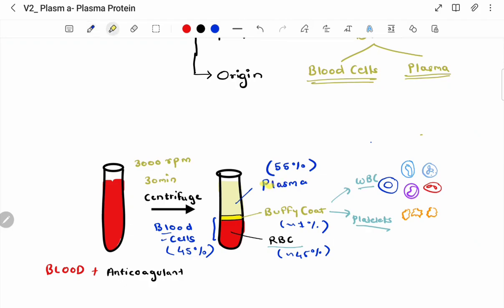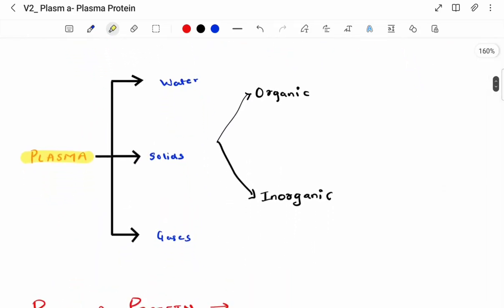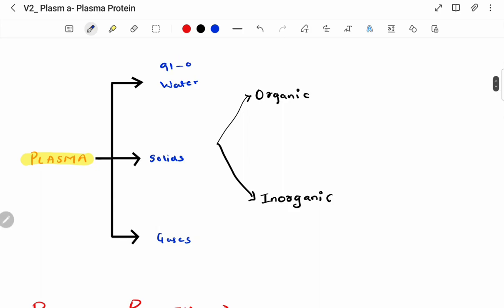Now let's study plasma composition in detail. Plasma is a straw color, clear liquid part of blood. It contains 91 to 92% water, 8 to 9% solids, and less than 1% gases, which include oxygen, carbon dioxide, and nitrogen.